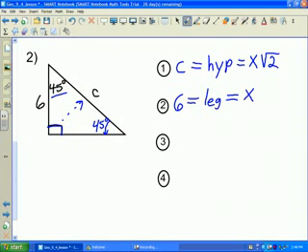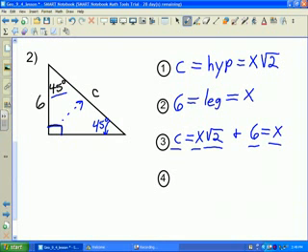With this, we'll go ahead and set up a couple equations. We know C actually equals x square root 2, and 6 equals x. And then our fourth step is to solve. And we need to find the C here. With that, we know it equals x square root 2, and we know our x is going to be 6. So with that, we know our C is just going to simply equal 6 square root 2.